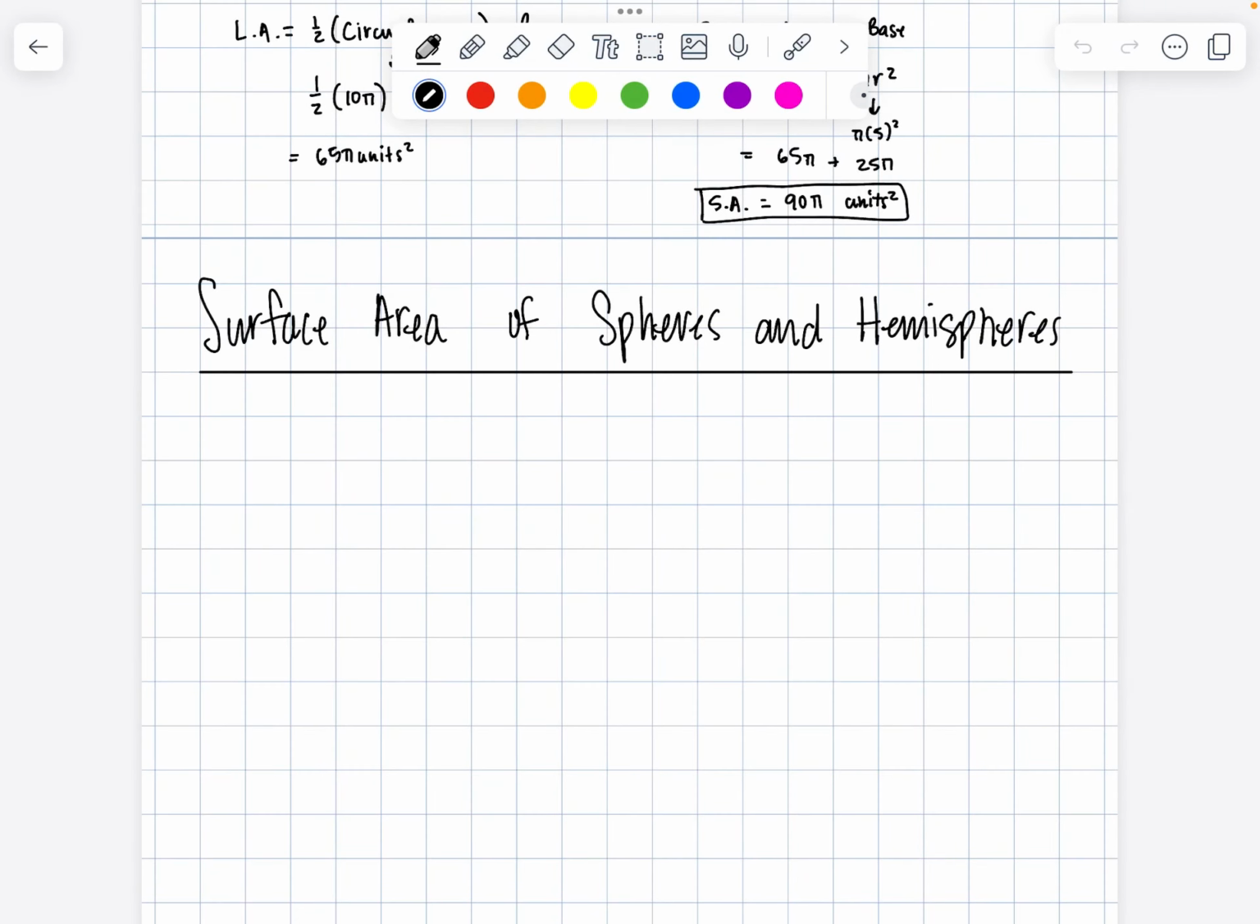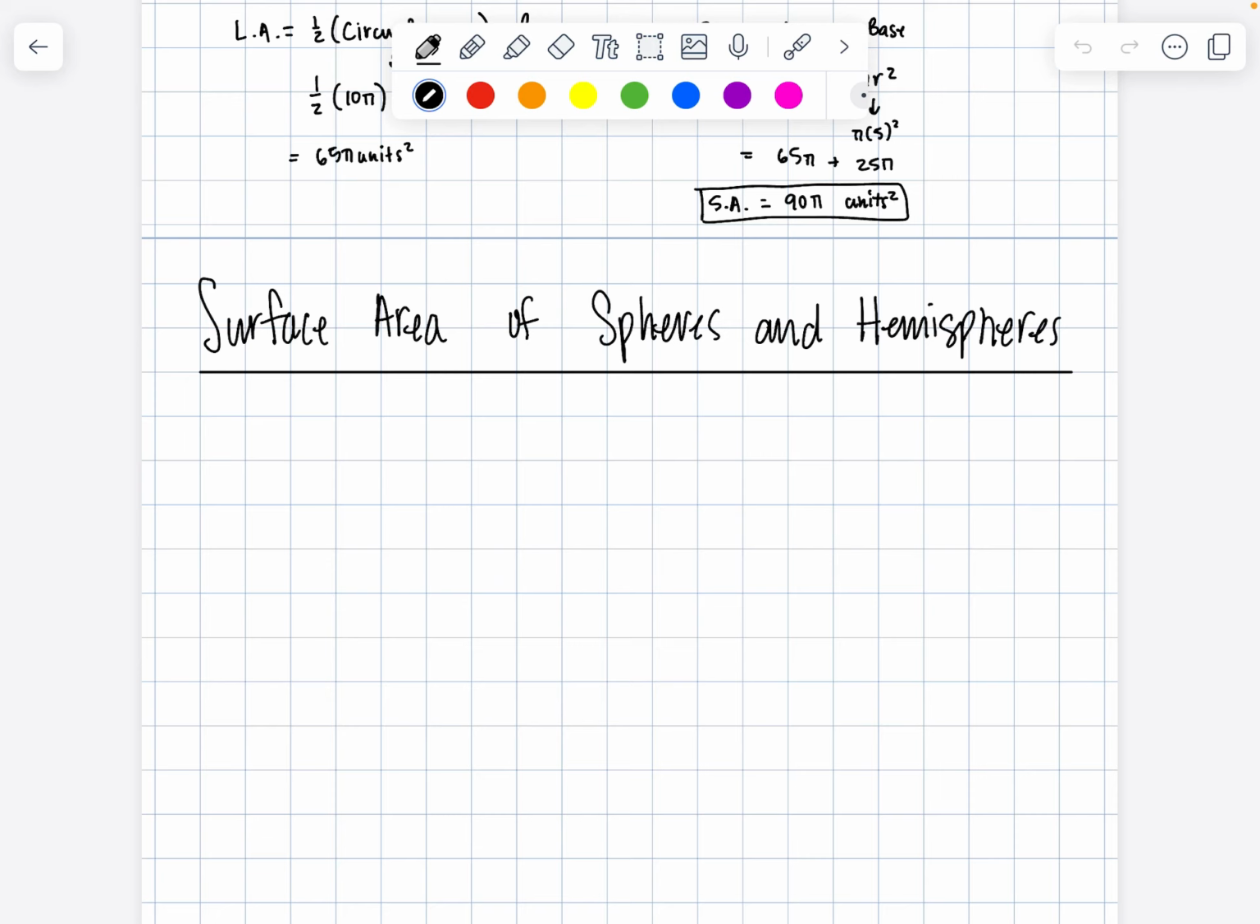Hello and welcome to surface areas of spheres and hemispheres. We're still in three-dimensional shapes. This will wrap up all of surface area for our prisms, cylinders, pretty much every three-dimensional object that we are going to cover in this unit. And here we have spheres and hemispheres. These are pretty much our circles in 3 dimensions.